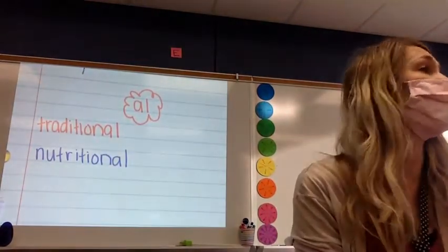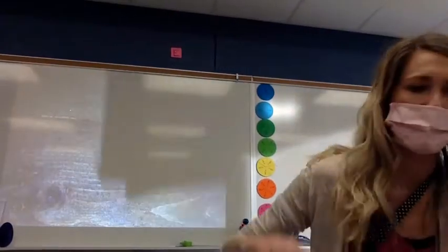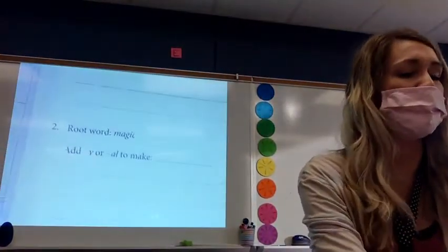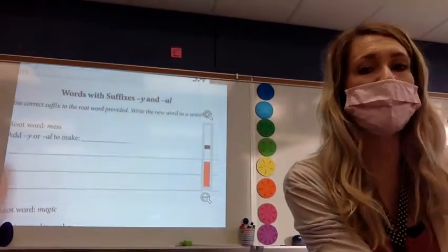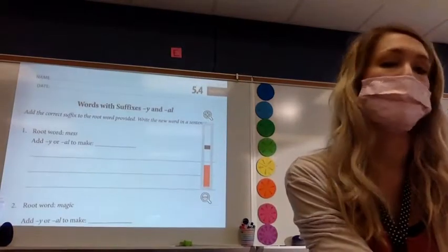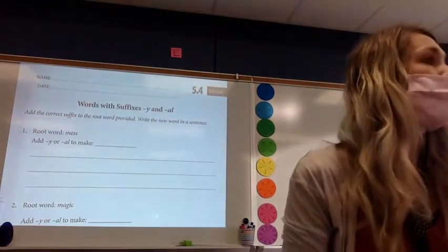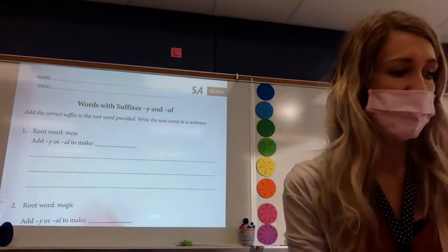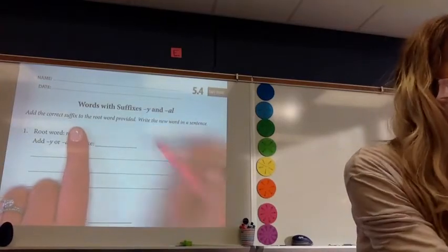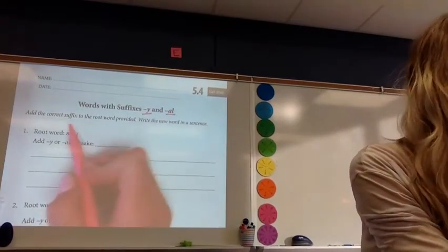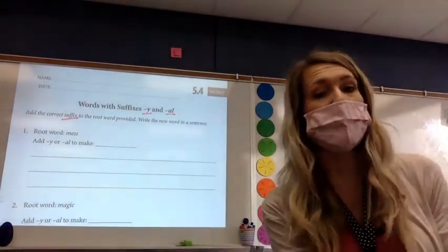Third graders, you're going to have a little practice with this. Go ahead and take out your activity notebooks. Open up to page 57. What page? 57. You can do this a little more respectfully than you are. On page 57, we are going to add the correct suffix to it. So we are either going to add that Y or that AL ending. We're going to add the correct suffix to the root word provided. Then you're going to write it in a sentence.